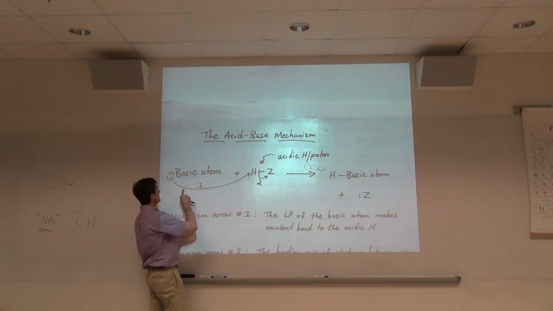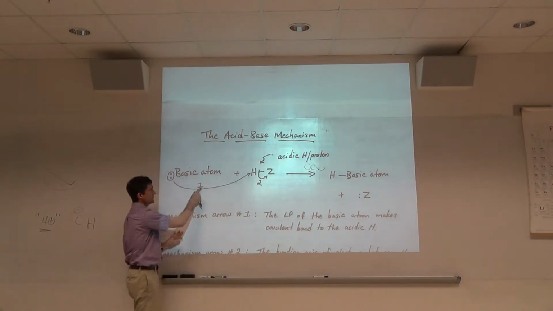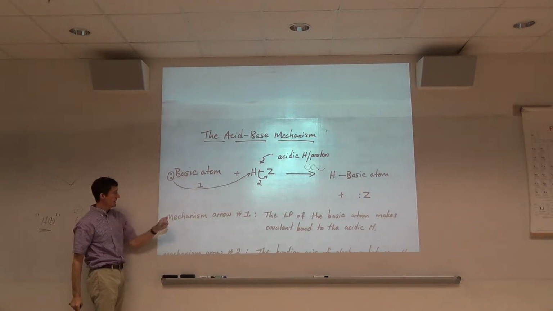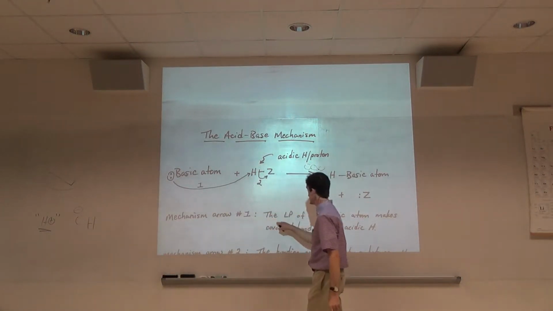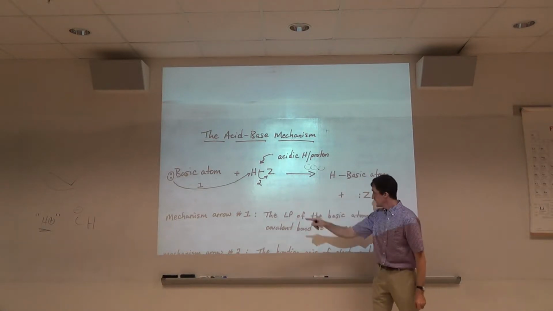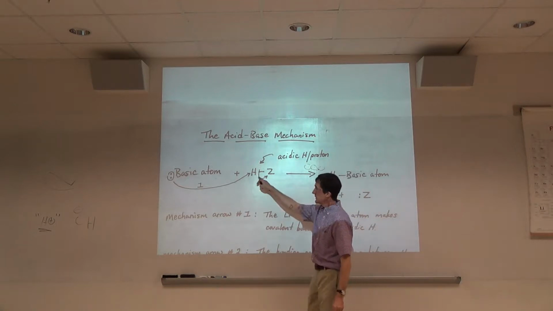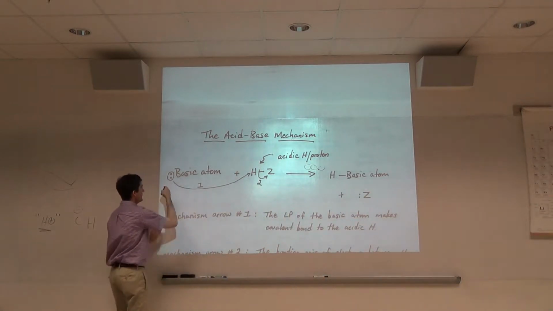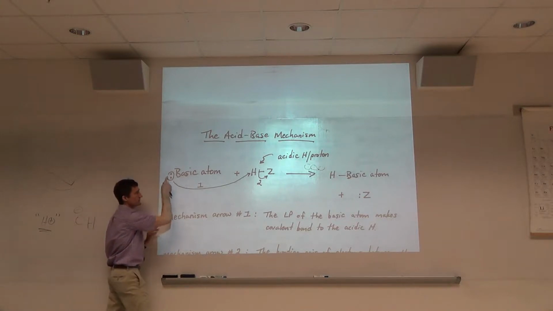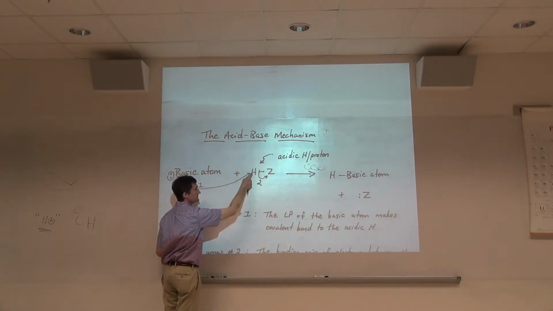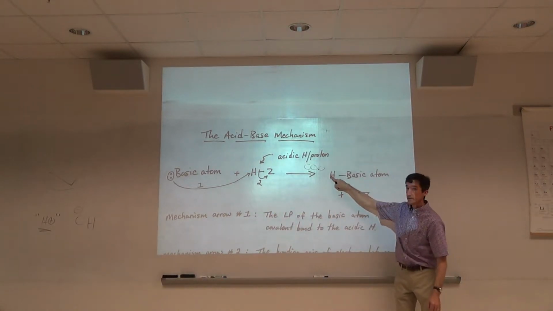But the mechanism involves the lone pair making a bond to H. What does this arrow mean? Donating electrons. It's right here. It means this: the lone pair of the basic atom makes a covalent bond to the acidic hydrogen. Every time I use an arrow, and especially with a lone pair, these electrons make a bond to H. And so now, the base has made a bond to H. There it is.